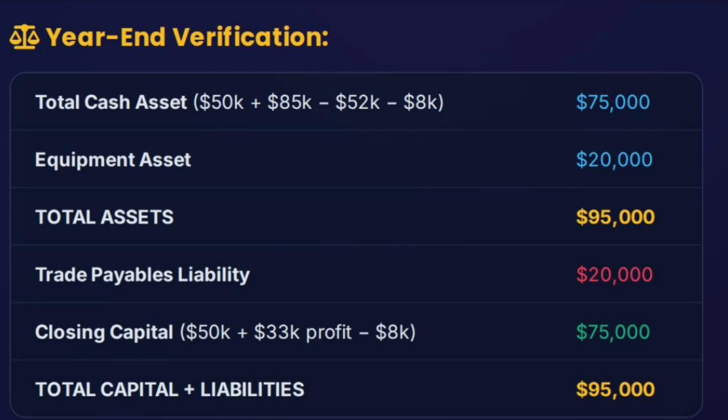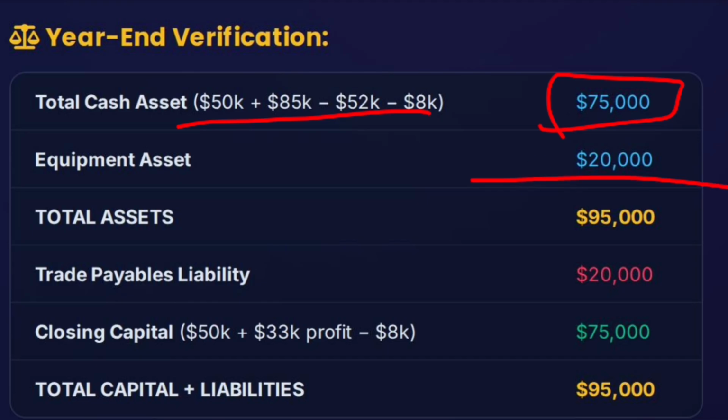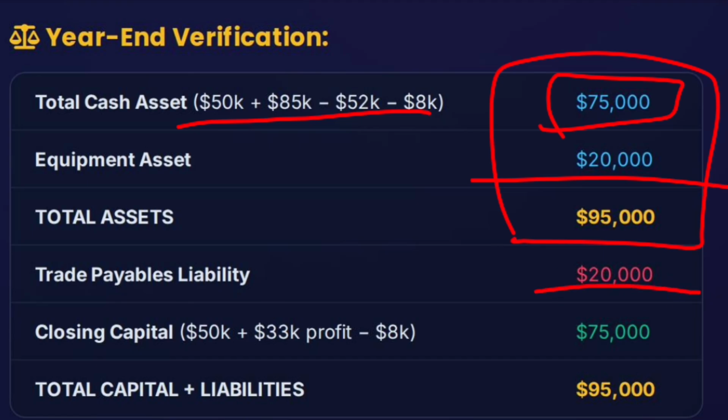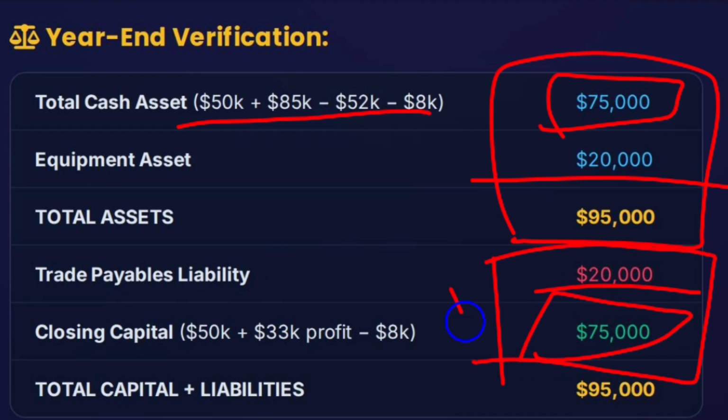Let's solve this. After adding all the cash, we will get $75,000 at the end of the year, and the equipment asset was $20,000. So after adding these, we get $95,000. Now trade payables liability was $20,000 and closing capital was 50K plus 33K profit minus 8K. After solving this, that will give us $75,000. So after adding these two, we will get $95,000, which is perfect balance on both sides.